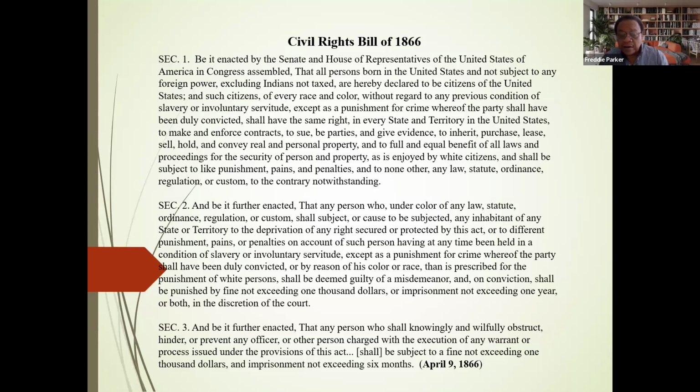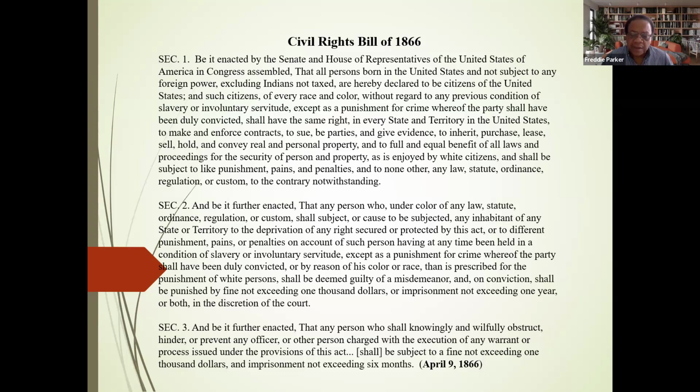And the second part of this bill was really designed to overturn the Black codes that had been passed as early as June and July of 1865 by Mississippi and Alabama and North Carolina. North Carolina passed 9 of these Black codes. And so Section 2 was actually designed to overturn that.